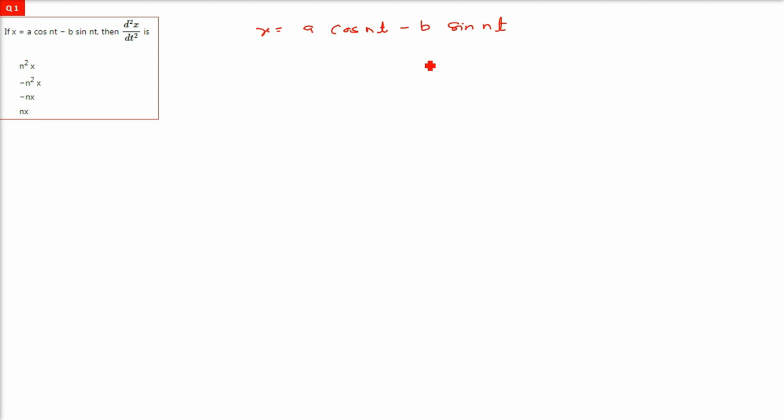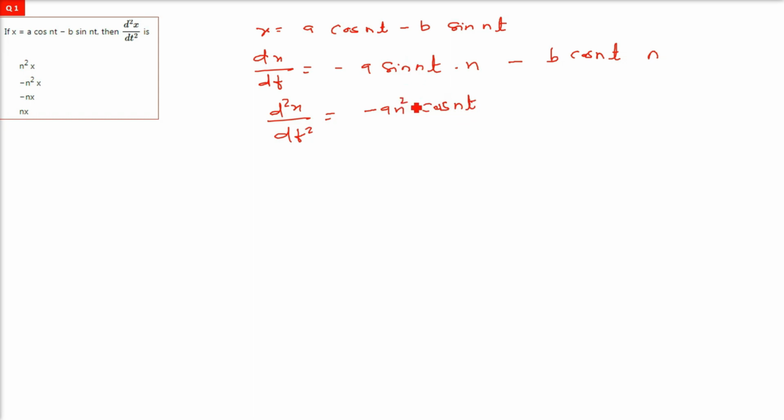So x is equal to a cos nt minus b sin nt. dx by dt: a cos nt is minus sin nt. Then the differentiation of nt will be n. Minus b sin nt will be cos nt. Differentiation of nt will be n. This is dx by dt. So d2x by dt square. So minus a, so minus an was already there, sin nt is cos nt, so there will be again an n, so n square will be there.